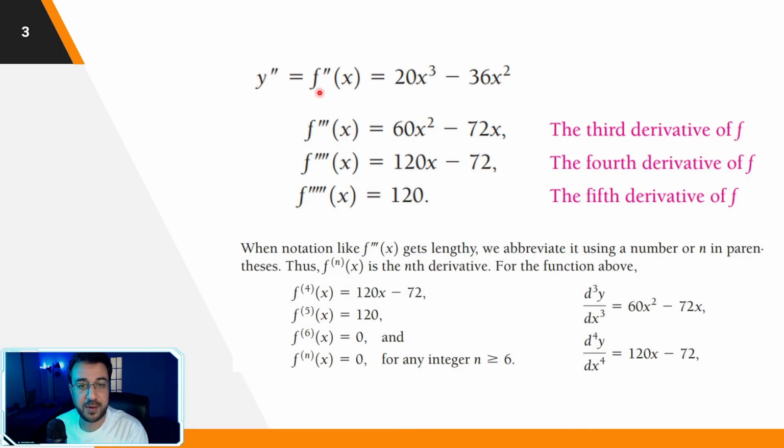Now we have y double prime equals 20x to the power of 3 minus 36x to the power of 2. That's the second derivative as we saw previously. Now the third derivative, what would it be for that function? You just derive this function again. So 20 by 3x to the power of 2, that's 60x to the power of 2, minus 36 by 2 is 72x, and the 1 will be x to the power of 1 minus 1. The fourth derivative of that function would be the derivative of this. The fifth derivative of that function would be the derivative of this one more time.